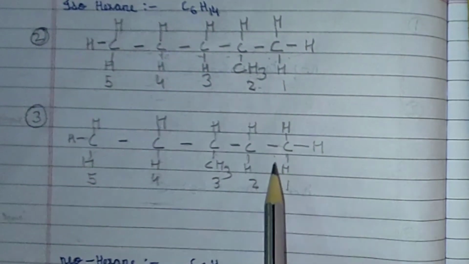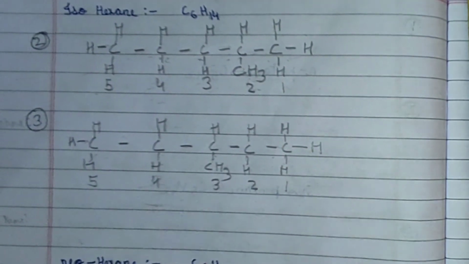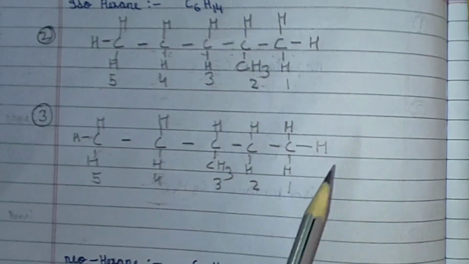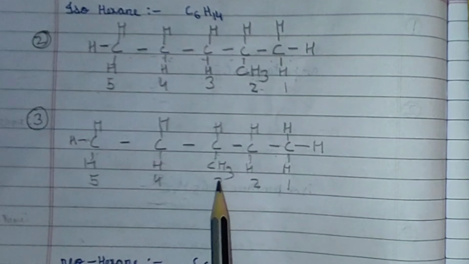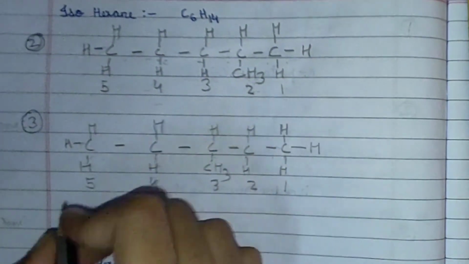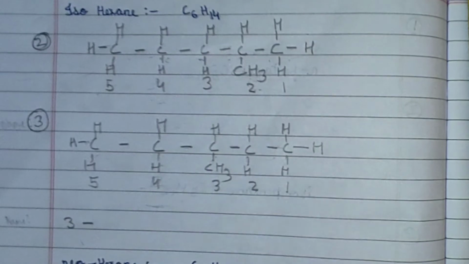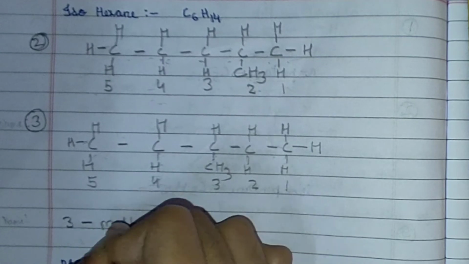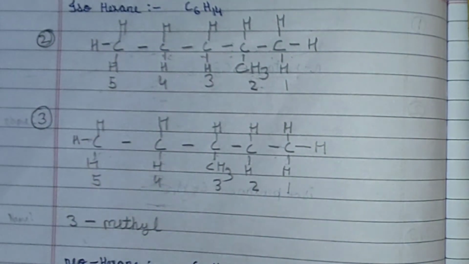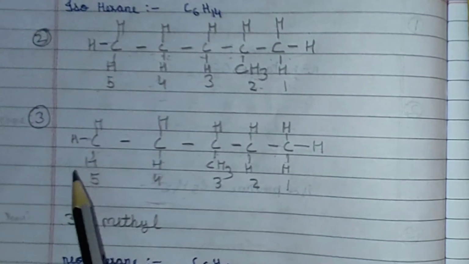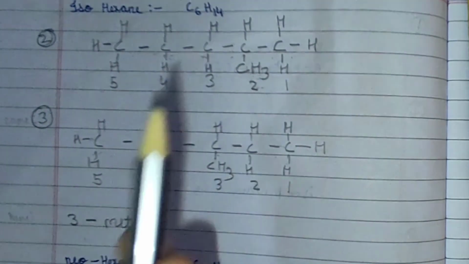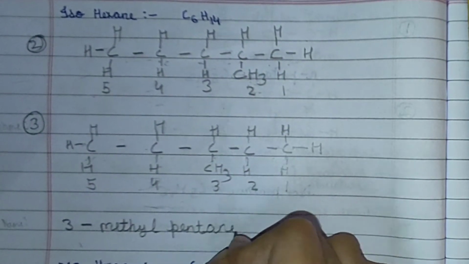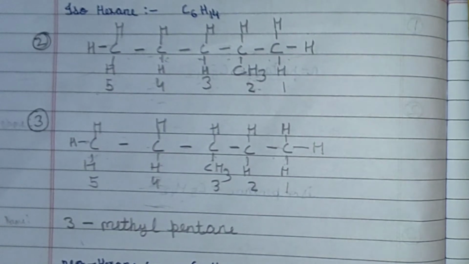If we have to name this structure, how will we name it? First we have to see on which carbon the substituent is there. On the third carbon the substituent is there, so we will write 3, then we will put a dash. What substituent is there? Methyl. So we will write methyl. And how many carbon atoms are there in total? 5. 1, 2, 3, 4, 5. So pent. We will write pent. And there is a single bond, that is ane. So we will write pentane.